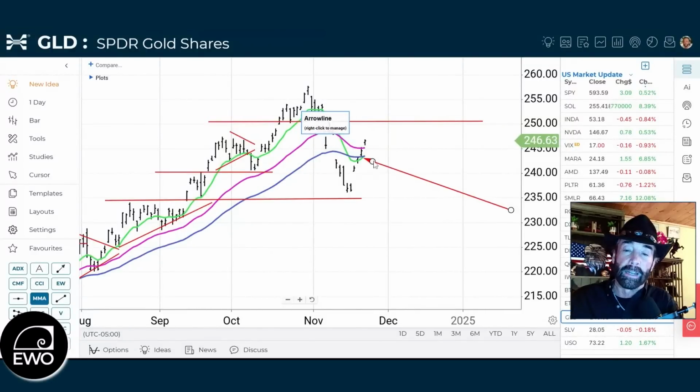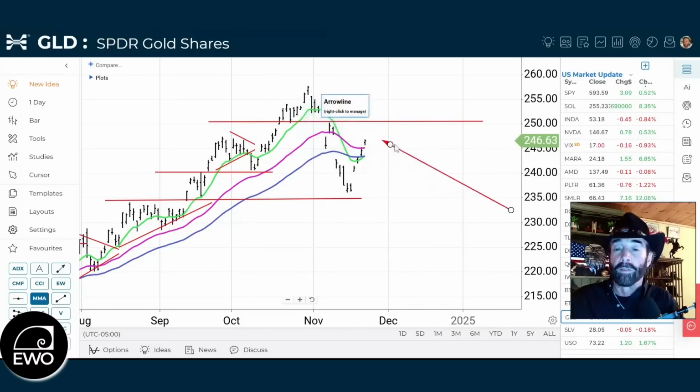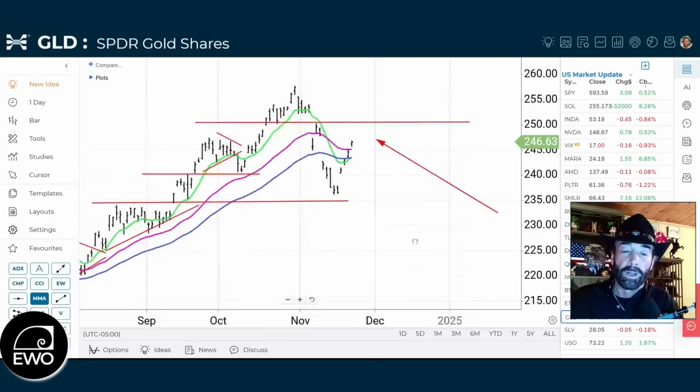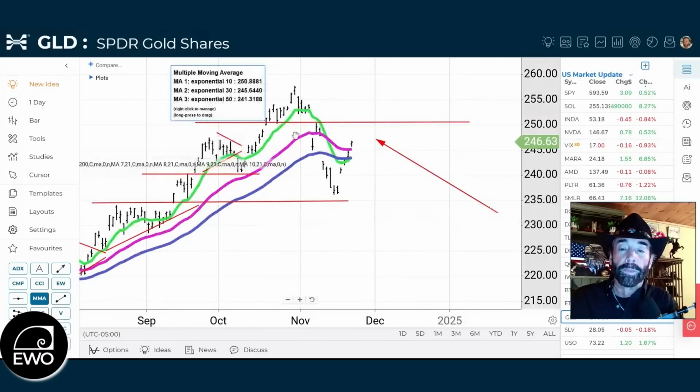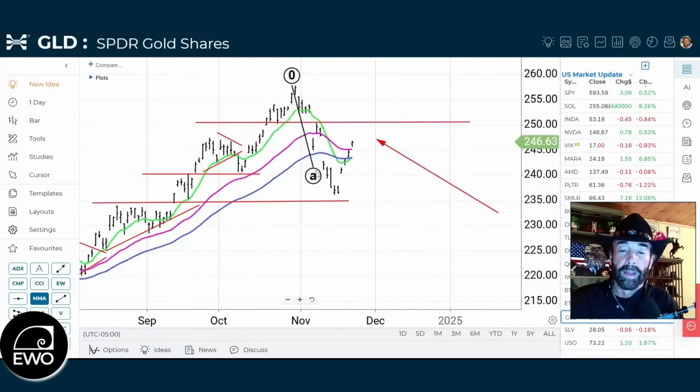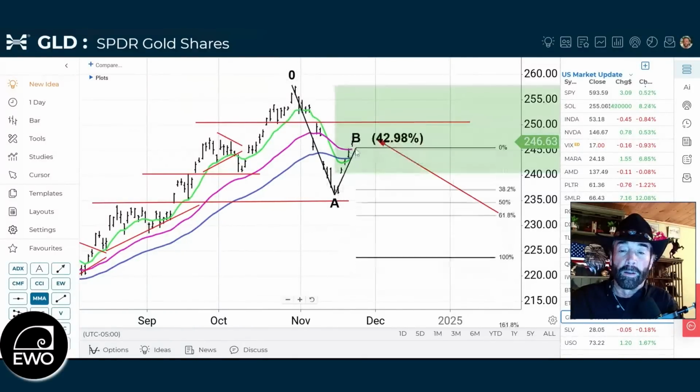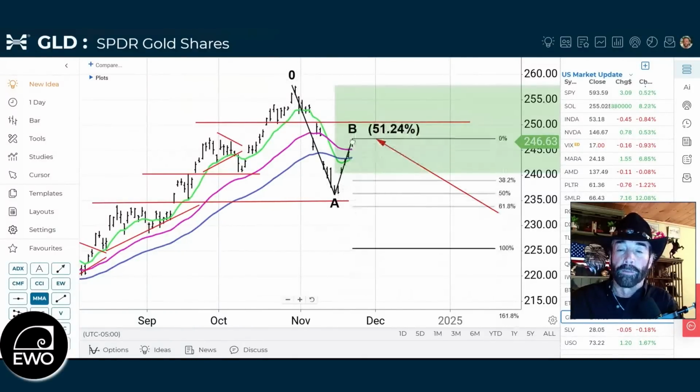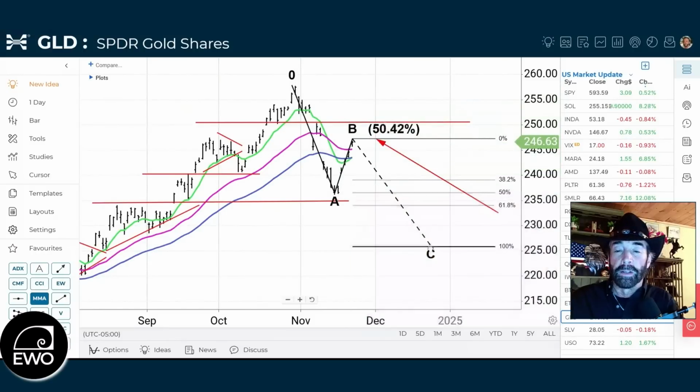Now, if we can get that 10-day to cross above the 30, get that bullish 10-30 cross, maybe we have even more in store for the GLD. But for now, I think we have to be cautious that this still could be setting up for a downward zigzag here. Notice that we're right at the 50% retracement level today, potentially a downward zigzag.